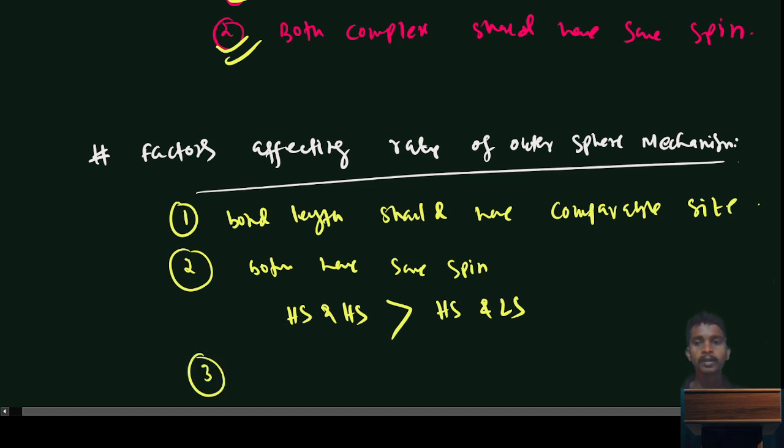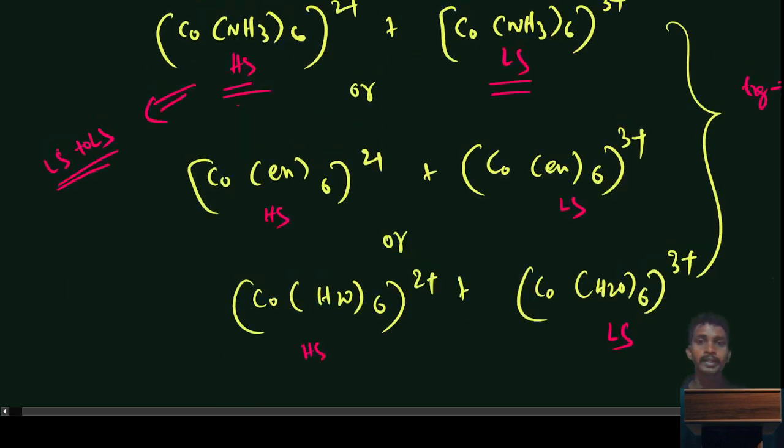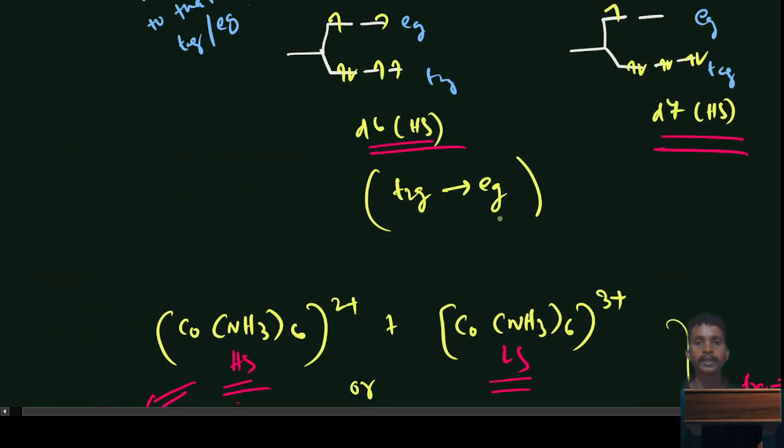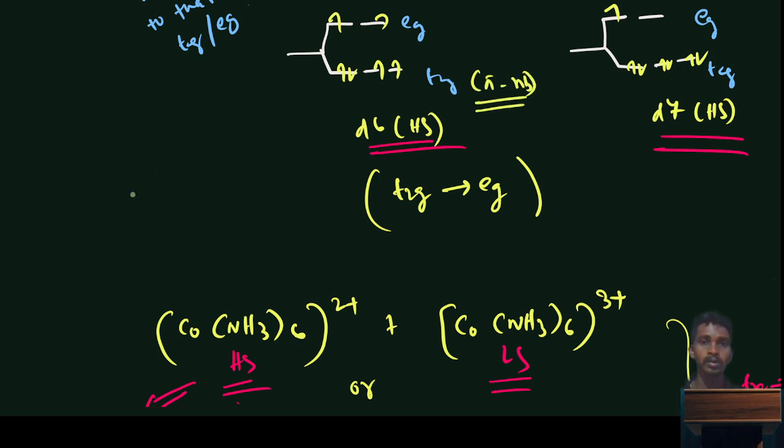And the third thing is if the electron is transferring from T2g to eg. Here, T2g is generally pi bonding or non-bonding. For octahedral cases, eg generally forms the sigma bond and T2g generally forms the pi bond. So if the electron is transferring from pi or non-bonding orbitals, then the rate is a little bit higher compared to sigma bonds, because a sigma bond is a little bit strong, so we need some energy to break it. So if the electron transfer happens from T2g to T2g, then the rate will be high.